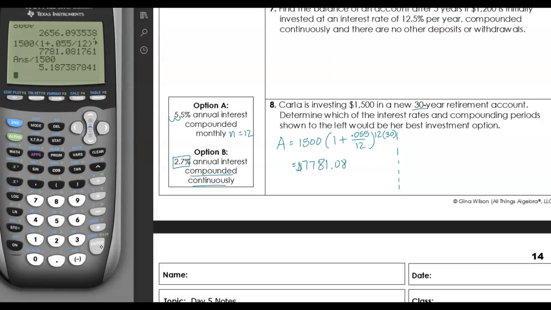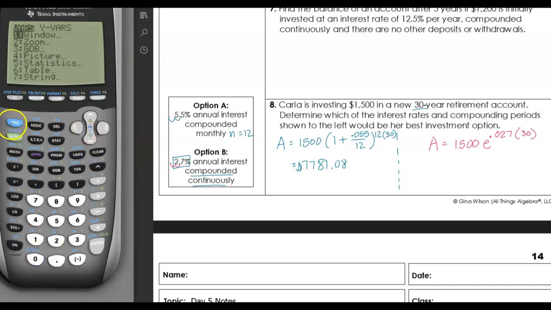Now this is compounded continuously, so we need to use that PERT formula. A is equal to the principal, which again is 1,500, times e raised to the power of the rate, which, well, not again, this is a different rate. We move the decimal place 2 places over, and we get 0.027 times time, which is again 30. Whoops, too many zeros. Times e, 0.027 times 30.